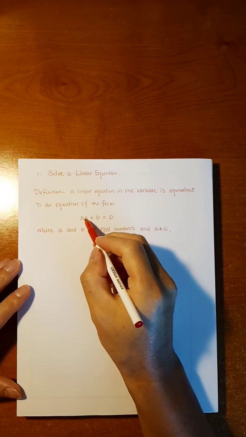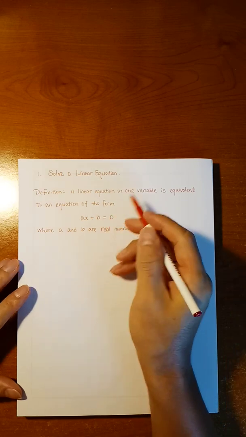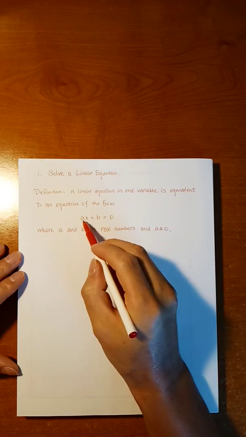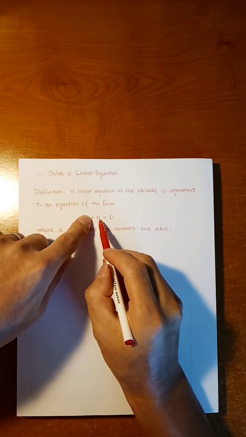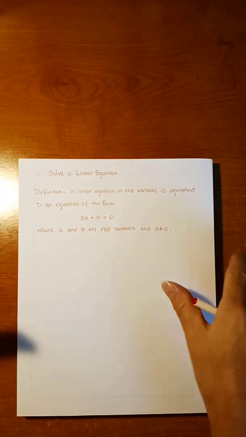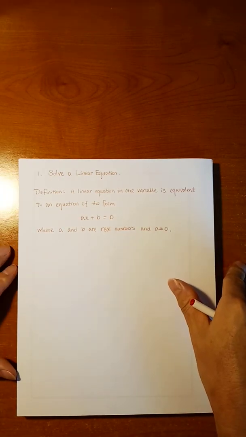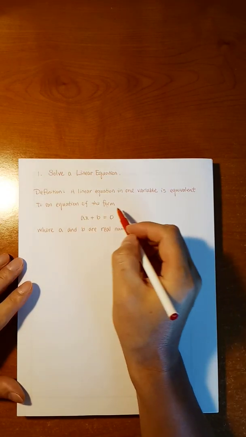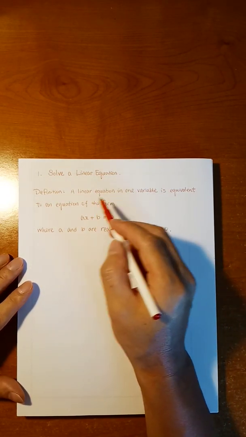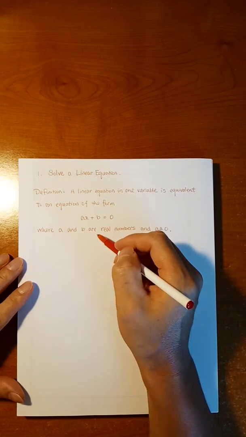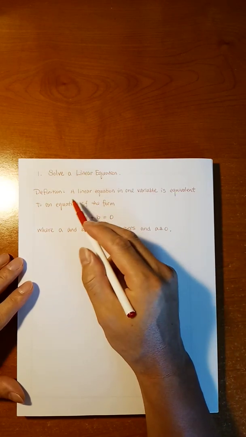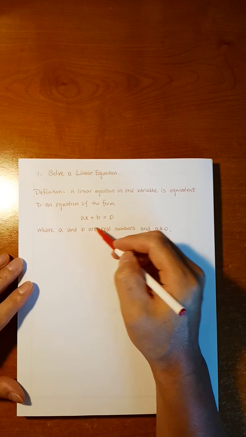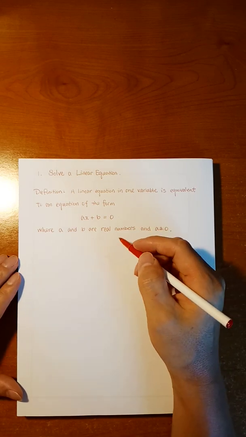When a is 0, you only have b equal to 0, so it's not interesting. It looks like 0 equal to 0. When a is 0, a times x becomes 0, then you will directly have b equal to 0, so a and b are both 0. That's not interesting, right? So we assume a is not equal to 0. Any equation equivalent to this form is called a linear equation. It's not just this form; the equivalent equations are always called linear equations.